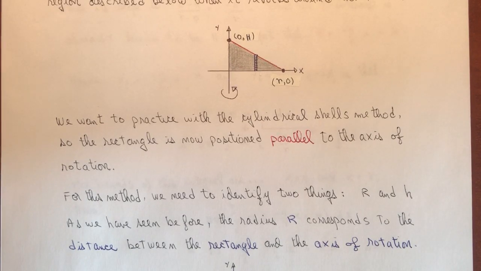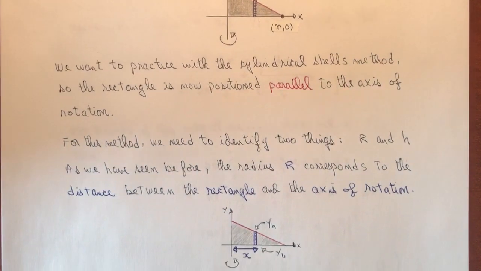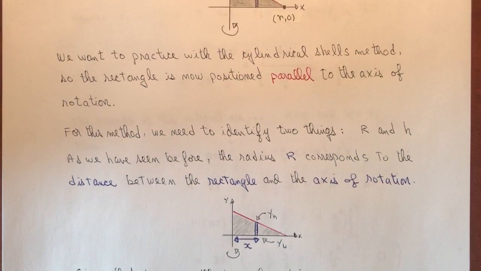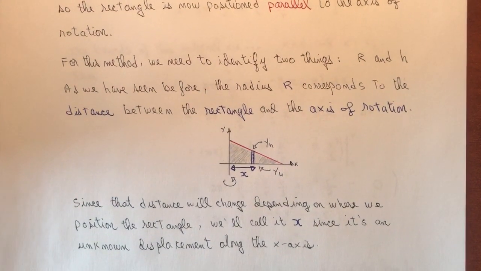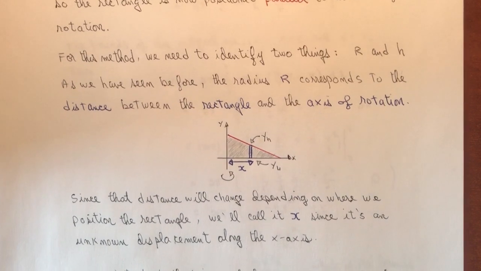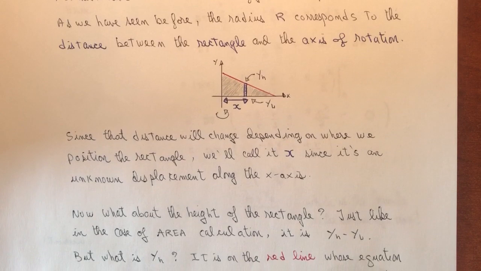big R and h. As we have seen before, the radius R corresponds to the distance between the rectangle and the axis of rotation. Since the distance will change depending on where we position the rectangle, we will call it x, since it's an unknown displacement along the x-axis. Now, what about the height of the rectangle?